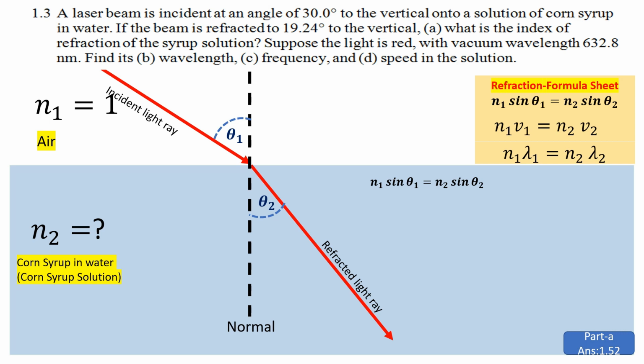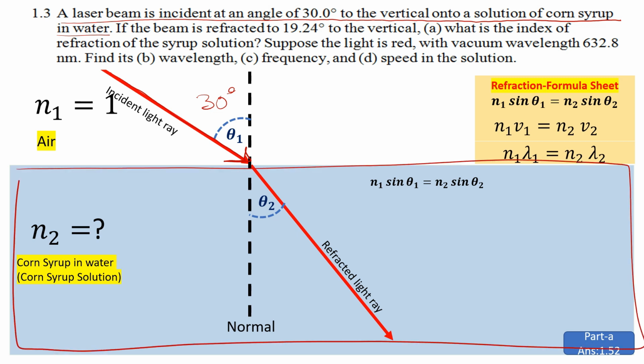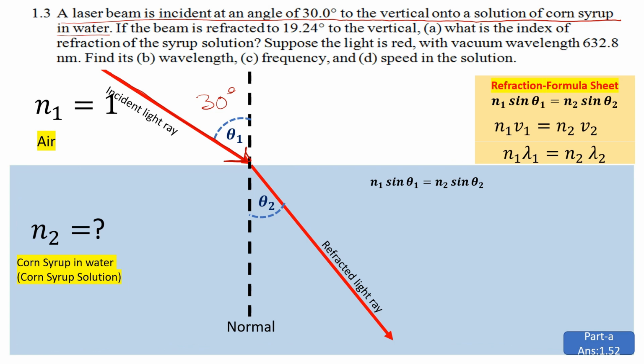Let's do one more problem. A laser beam is incident at an angle of 30 degrees to the vertical on a solution of corn syrup in water. So this is the laser beam, incident at an angle of 30 degrees with the vertical onto a solution. This part is the solution of corn syrup in the water, a mixture of corn syrup and water, whose refractive index we have to find. If the beam is refracted with an angle of 19.24 degrees with the vertical, then we have to find the refractive index of this syrup solution. So n2 we have to find.